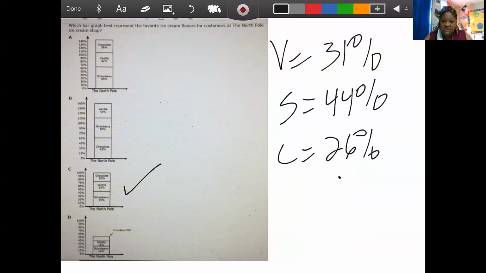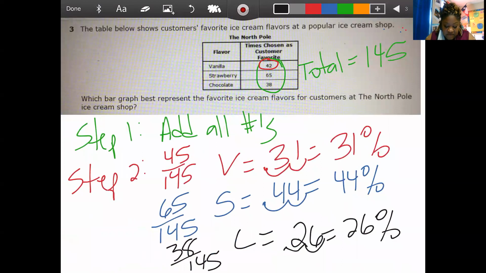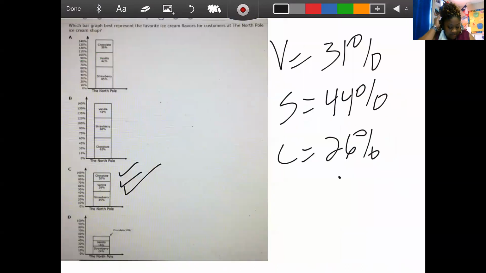See how easy that was? Let's just make sure though. And then vanilla is 31, chocolate is 26. I probably did something wrong over here with vanilla. Let me see. Vanilla should have been 42. 42 divided by 145. Oh yeah, I don't know what I was thinking. It should have been 28%, rounding to 29. Okay. All right, so if you go back, then your answer is going to be C.